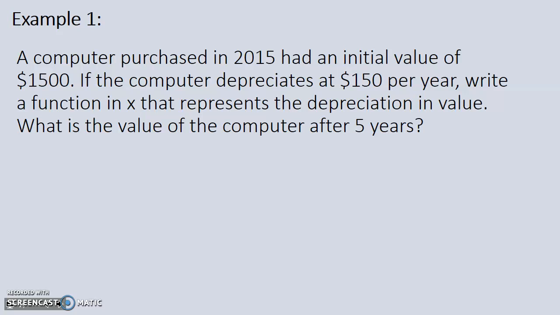Alright, so there are some key words here. Originally, or initially, the value of the computer was $1,500, so that's needed. And then it tells you it's depreciating at $150 per year. Depreciation means it's losing that value. So you still had to pay the $1,500 up front, but then it loses $150 every year. So x is representing the years.